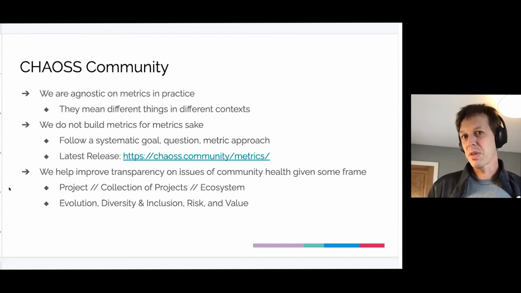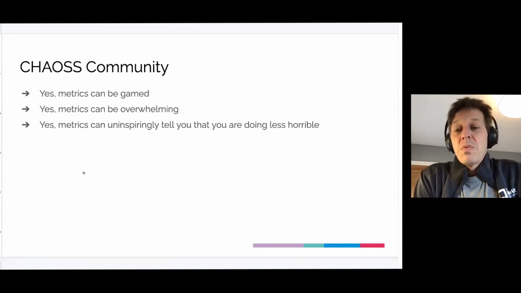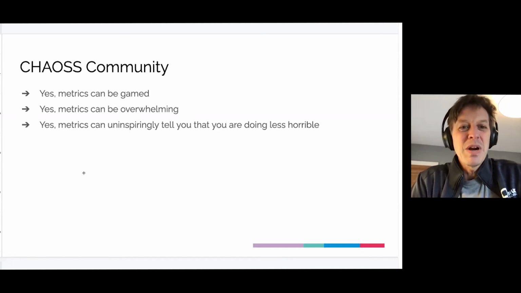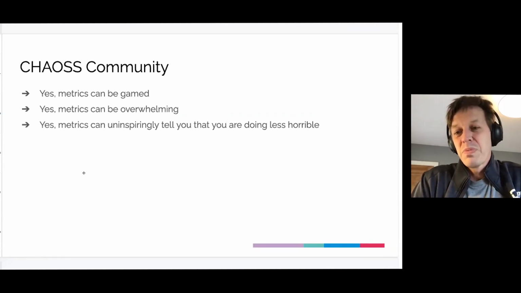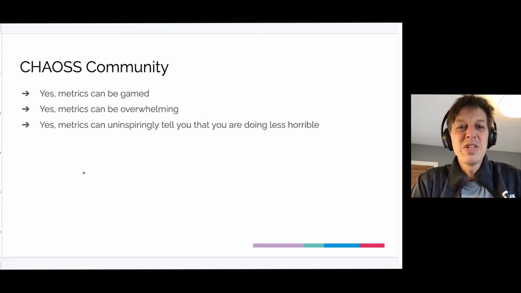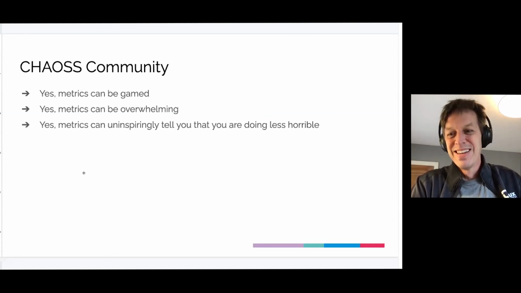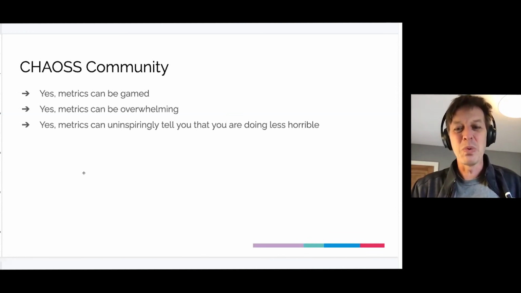So what are the metrics and what are the ways that we can think about these things as relevant to your project? So within the project, yeah, we know metrics can be gamed. We've been thinking about this quite a bit. We also know that metrics can be completely overwhelming. So the amount of trace data and questions that people have about their communities can be completely overwhelming with the data that comes in. And we're also pretty aware that metrics can uninspiringly tell you that you're doing less than horrible. So sometimes the metrics don't always tell you that you're doing great. They just kind of tell you that you're not doing so poorly.